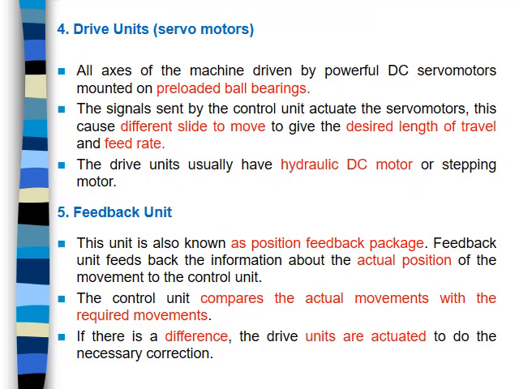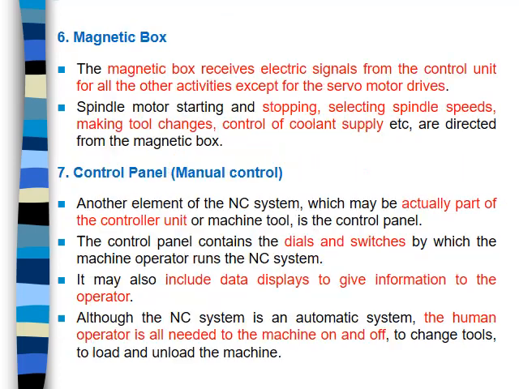So the fourth unit of the NC system is the drive units. Servo and stepper motors are used as the drive units, and another important thing is the feedback unit. This unit is also known as the position feedback package. The feedback unit feeds back information about the actual position of the movement to the control unit. The control unit compares the actual movements with the required movements. If there is a difference, the drive units are actuated to do the necessary corrections.